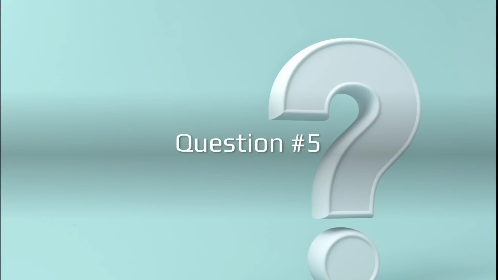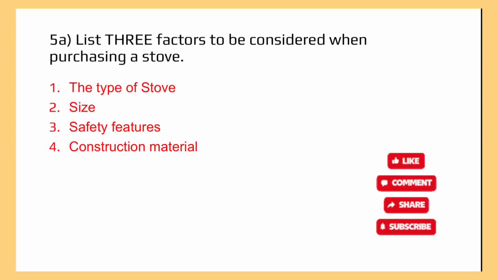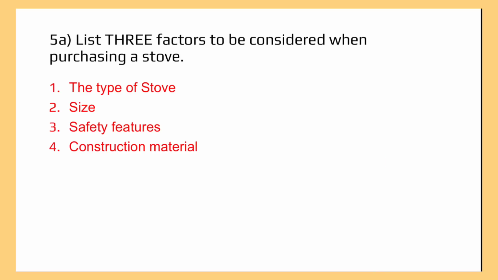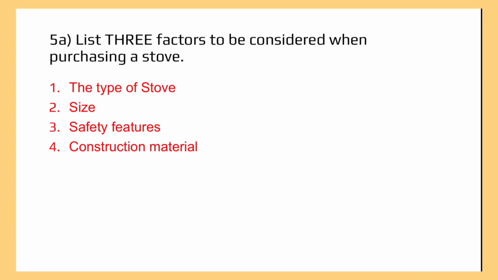Moving on to question 5. So the first question is worth 3 marks and it is asking us to list 3 factors to be considered when purchasing a stove or a cooker. So some of the factors that I would have listed here is the first one, type of stove. Of course, you want to consider, is the type of stove that you're going to purchase going to be economical? What type of fuel are you going to be using? What style of stove do you prefer?